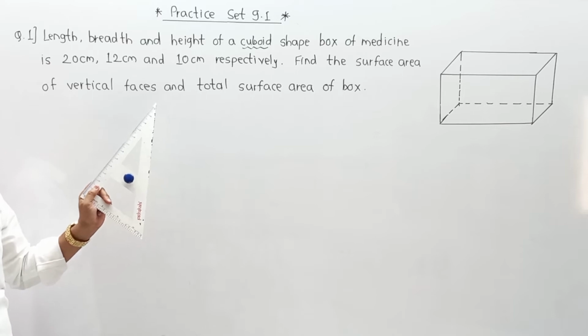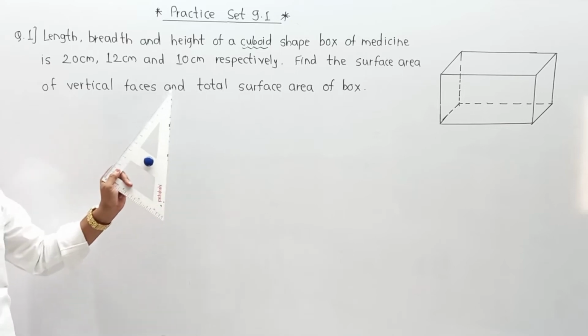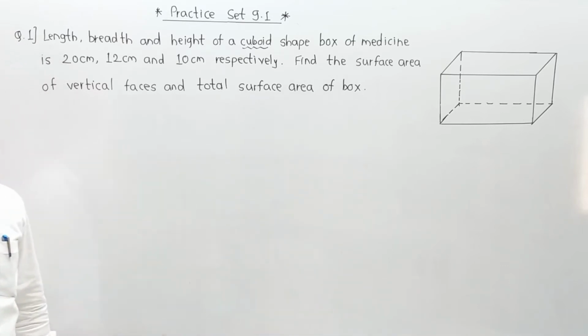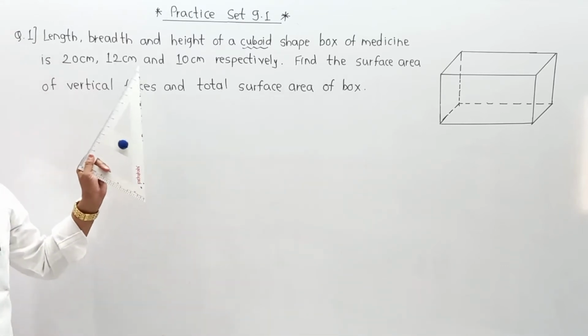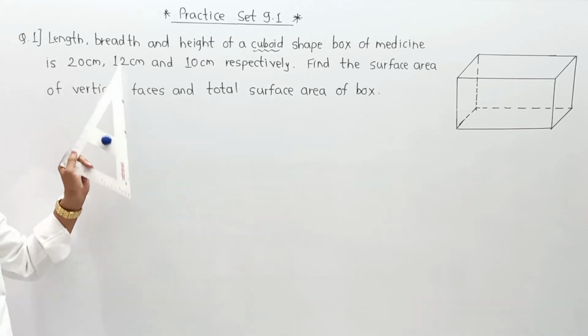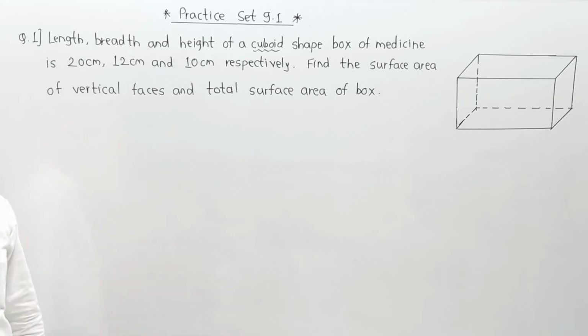It means first of all we have to calculate vertical surface area, and in the second case we have to calculate total surface area. Try to understand this question from the diagram point of view. They have given length as 20, breadth as 12 and height as 10.